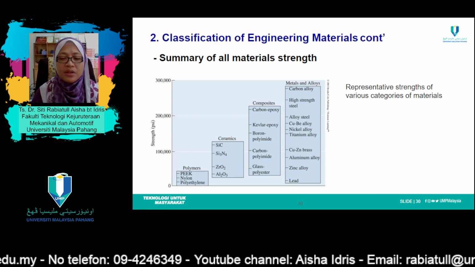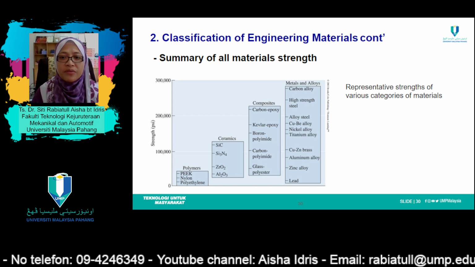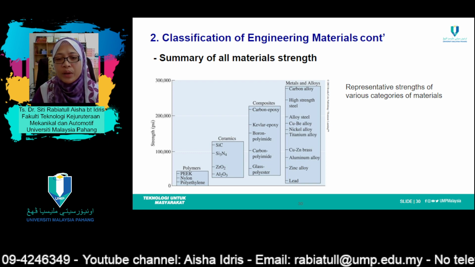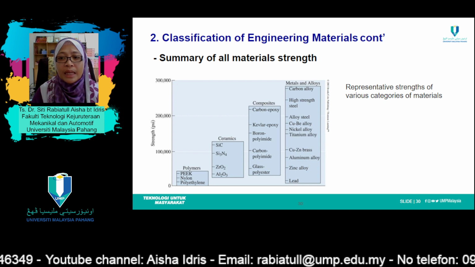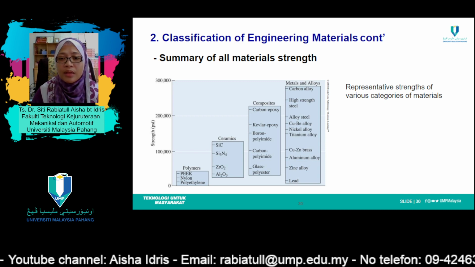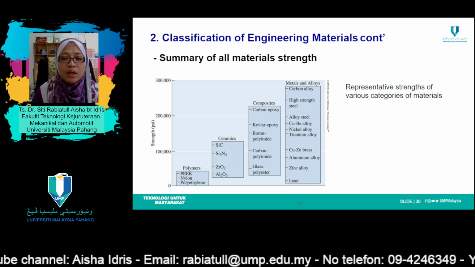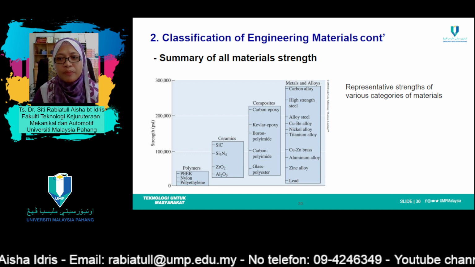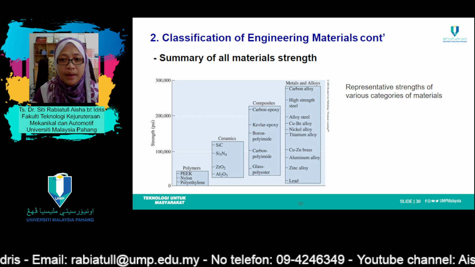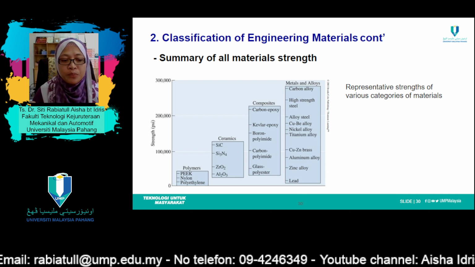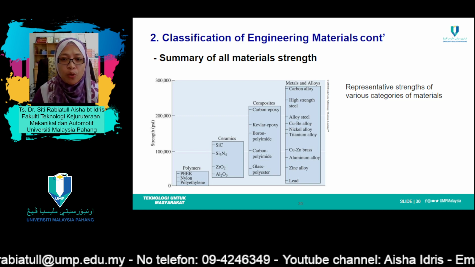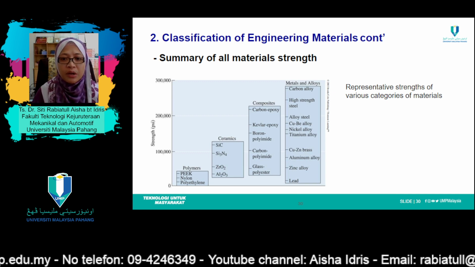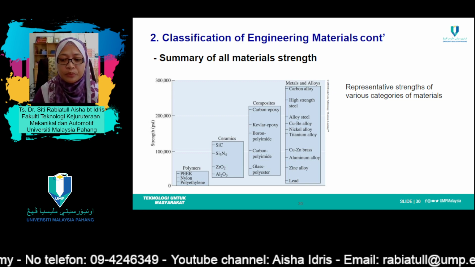You see, different types of materials have different material strength. So if you refer here, the highest strength would be in metals and alloys, and the lowest strength would be polymers. So this classification of material strengths you need to know and understand, because different products may require different strength, and therefore you need to choose the correct materials to produce that product.